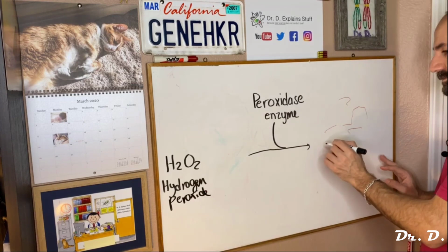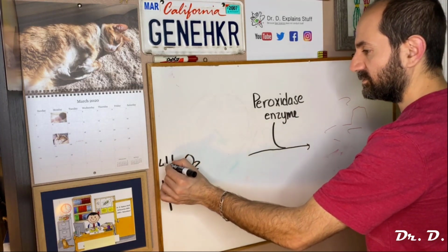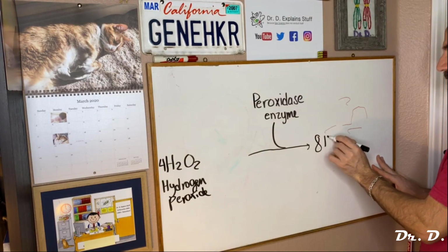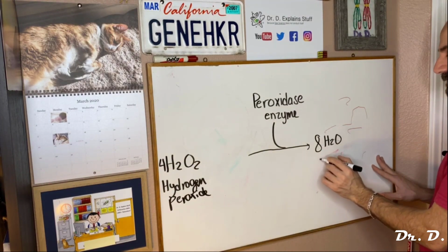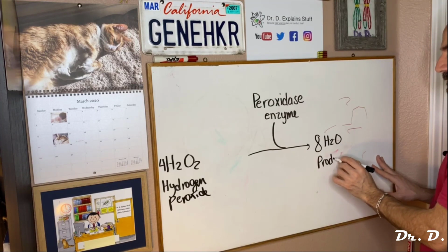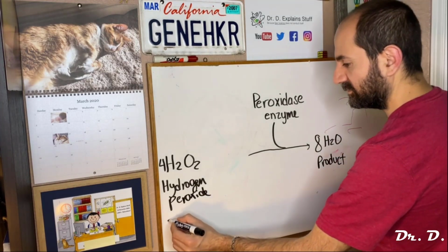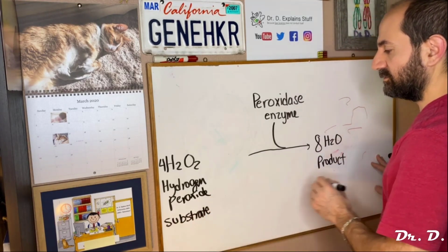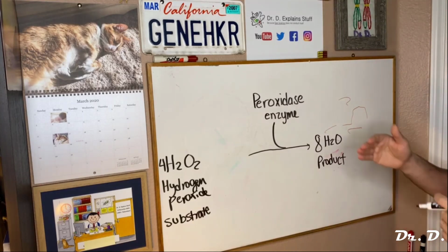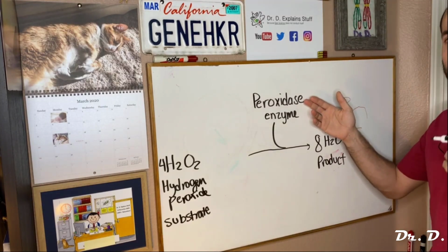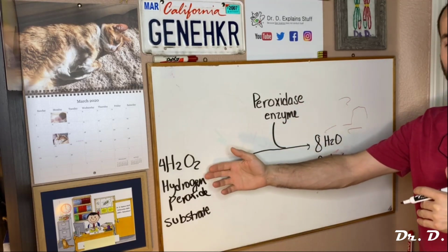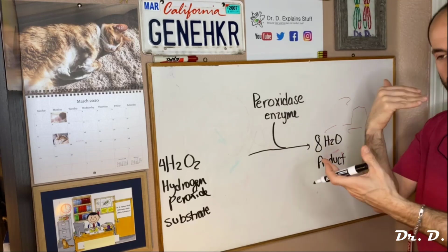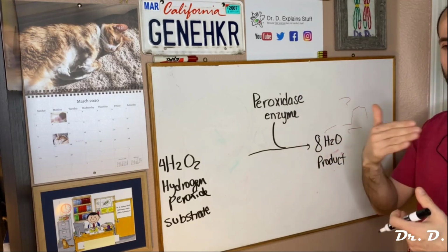Hydrogen peroxide to, actually, 4 hydrogen peroxides become 8 water. So water is the product. Hydrogen peroxide is the substrate. Now remember, peroxidase works at a constant rate to break down hydrogen peroxide into water. That means it'll break one down, then it'll break another one down, and another one, but it breaks them down at a constant rate.